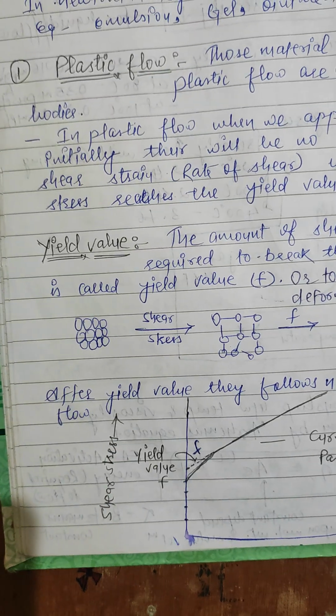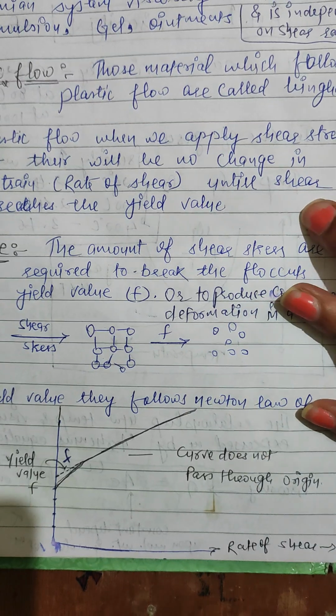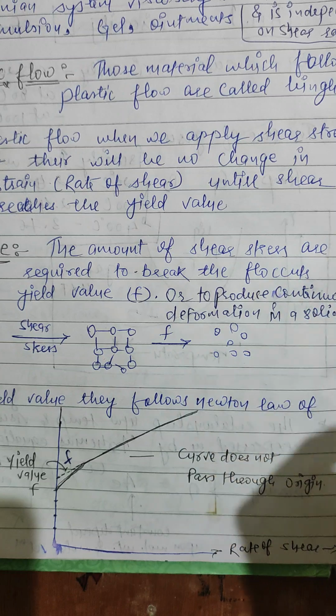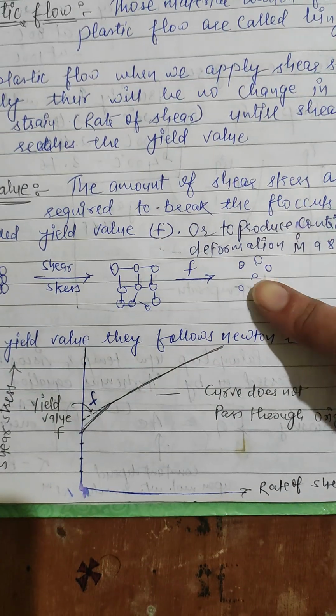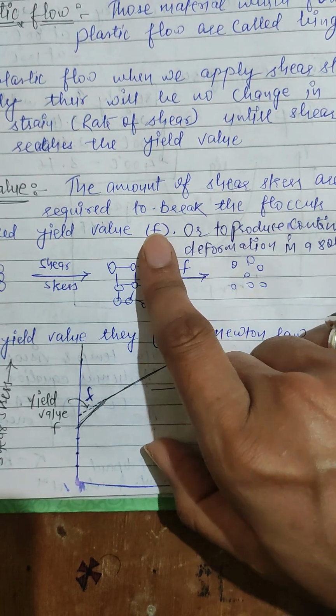So what is the plastic flow? Basically, when we apply shear stress initially, there will be no change in the shear strain until shear stress reaches the yield value, right? So what is yield value? The amount of shear stress required to break the floccules is called the yield value.